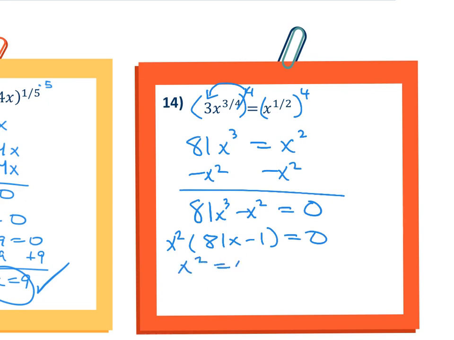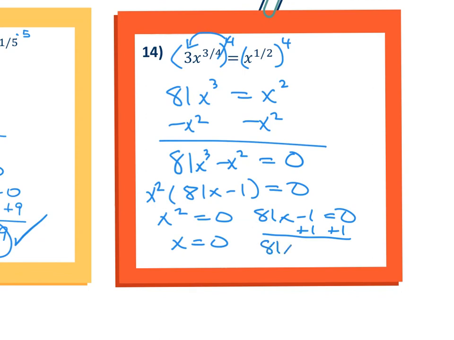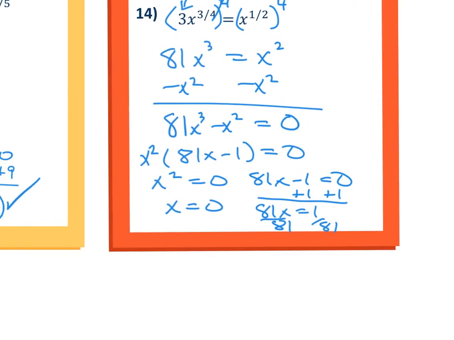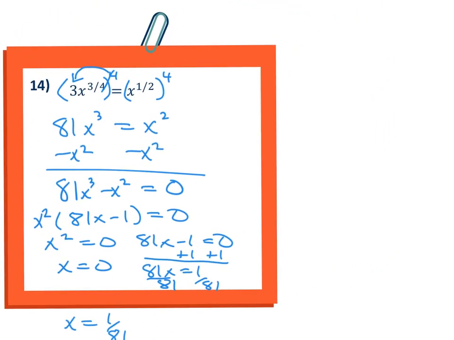Set each of the factors equal to 0. x equals 0. And then 81x equals 1. Divide by 81. And the other solution is x equals 1 over 81. Again, we have to check it. So when I plug in 0, 0 raised to the 3/4 is just 0. And then here, 0 to the 1/2. 0 equals 0. That one works.